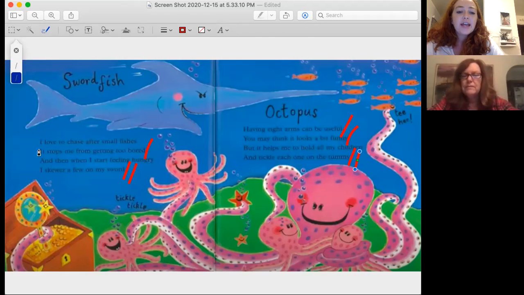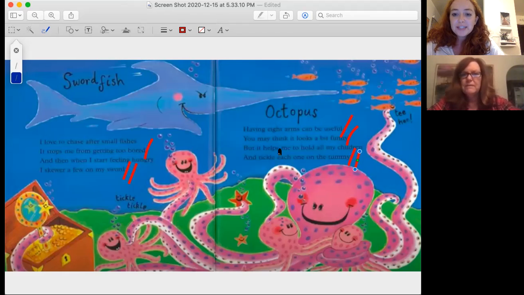Okay, so now let's try and read the swordfish side again together, and making sure when we get to the one slash, we pause, and when we get to the two slashes that we stop for the period, okay? So let's try and read it together the best that we can, okay? Ready? I love to chase after small fishes. It stops me from getting too bored. Pause. And then when I start feeling hungry, I skewer a few on my sword. Good job.